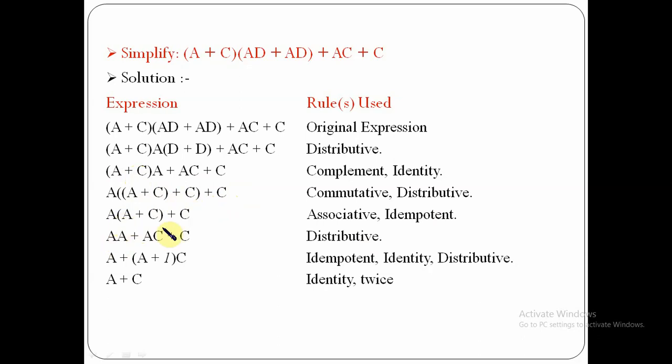Then multiply in the bracket: AA, AC, and the C term is as it is. AA will be just A. Here C is common, so A plus 1, again the identity law, will be 1. Hence we get the equation A plus C. Yes, this is your equation, and using Boolean laws we got that equation.